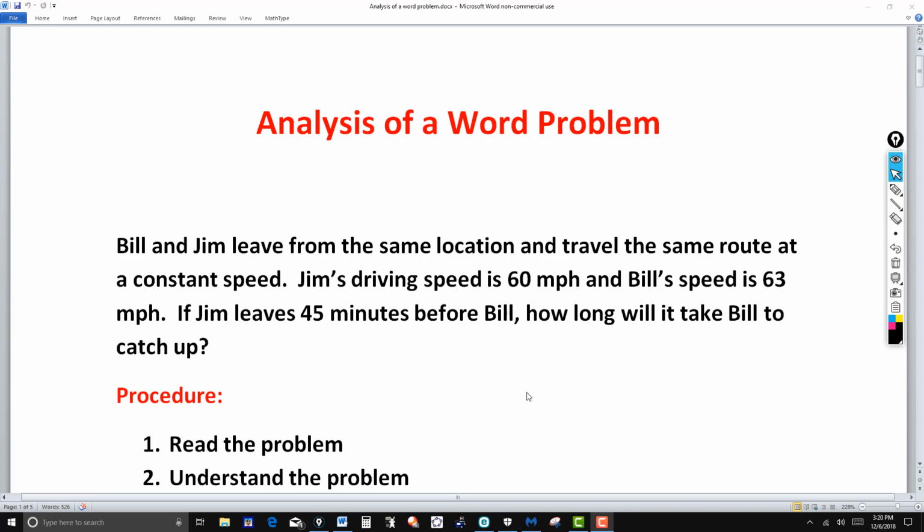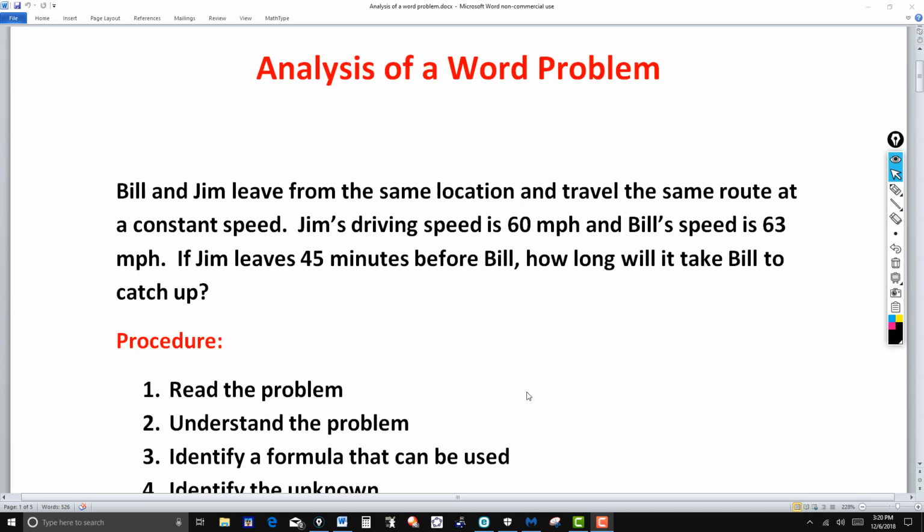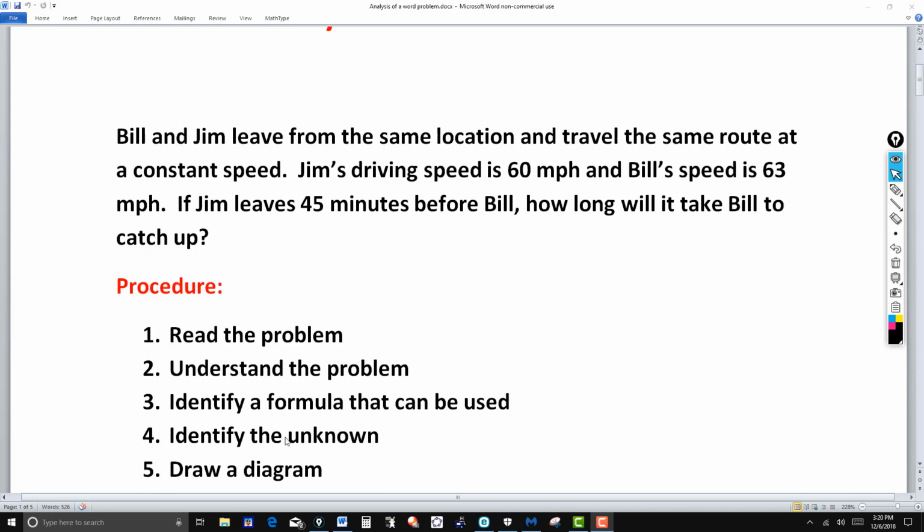Okay, so you want to read the problem, and of course, you want to understand it. Understand what they're asking you, because if you don't, you won't be able to solve it. Some of these problems, your instructor might want you to set up an equation. Typically, it's what they want. So you pretty much have to follow a standard procedure. You want to identify a formula that can be used if possible, like the standard formulas for the area of a triangle or a circle, perimeter, and so forth. Identify the unknown.